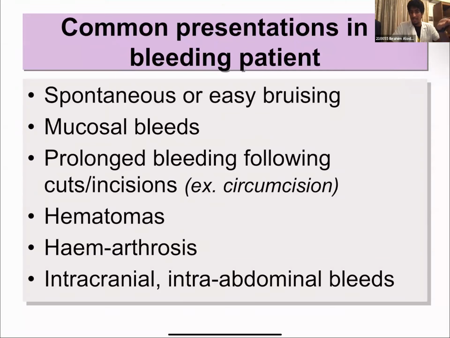So what are some common presentations that you will see in a patient that is bleeding? And I know you might think like, oh, blood. Not necessarily. There are certain scenarios where you can begin to think, oh, this person might have a blood disorder. So if they have spontaneous bruising or very easy bruising, that can indicate a bleeding disorder. If they're constantly having mucosal bleeds, for example nosebleeds, that could indicate a bleeding disorder.